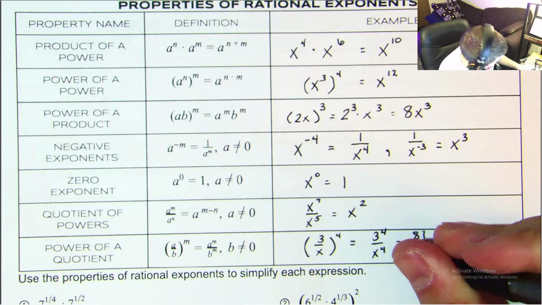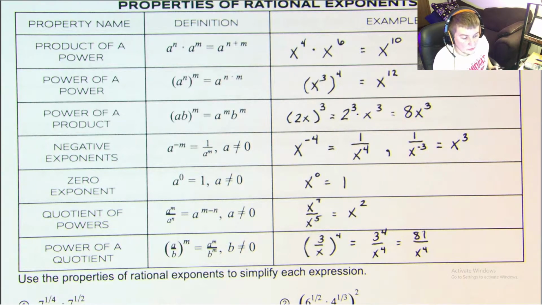And then x to the fourth power is just simplified. So this whole thing would just be 81 over x to the fourth.